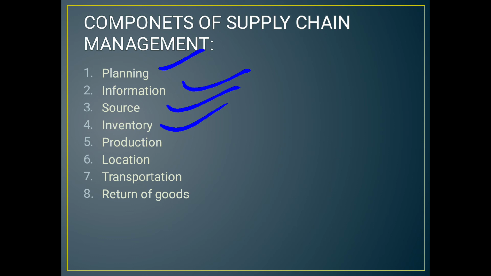Then the fifth one, production. For the process of production to start, it is essential that proper planning and supply of goods as well as inventory are well maintained. The production of goods is followed by testing, packaging, and the final preparation for delivery of finished products. Clear? Then next is location.